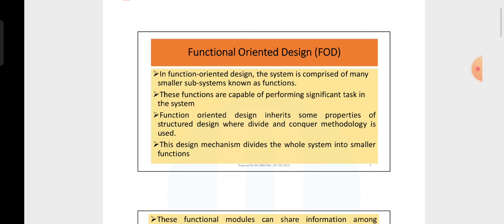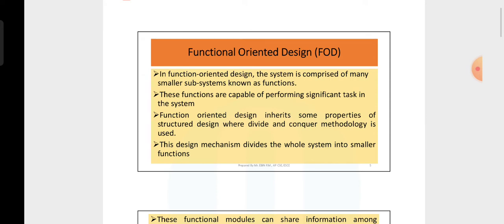So basically there are two approaches of software design. The two approaches are functional oriented design and object oriented design. The first one is the functional oriented design. In the functional oriented design, the system is comprised of many smaller subsystems known as functions. So basically here the whole software is divided into sub programs, that is called sub functions. So the whole program is divided into functions where each function will perform a certain task.